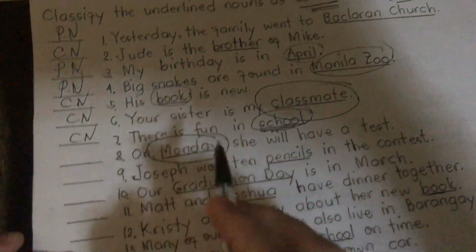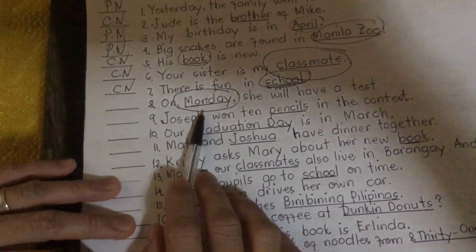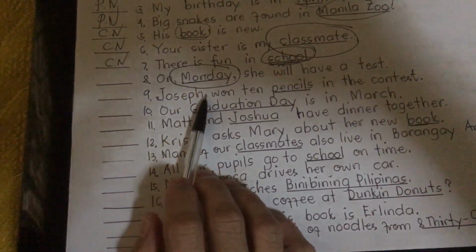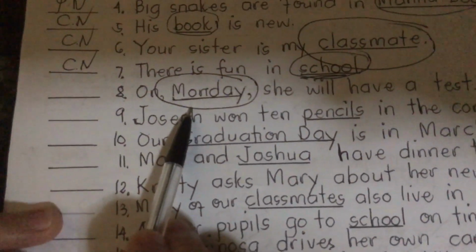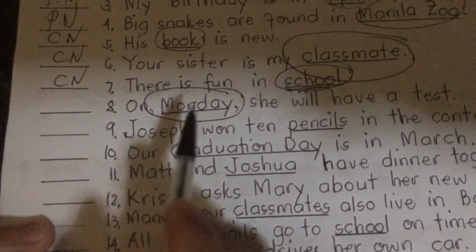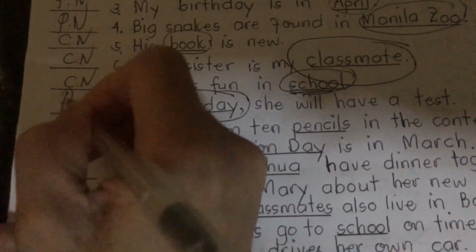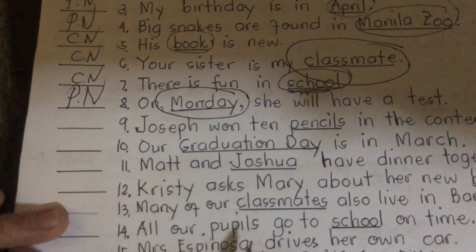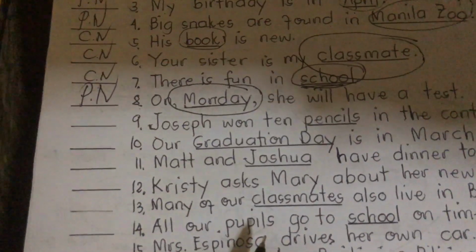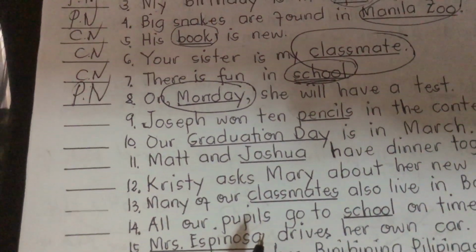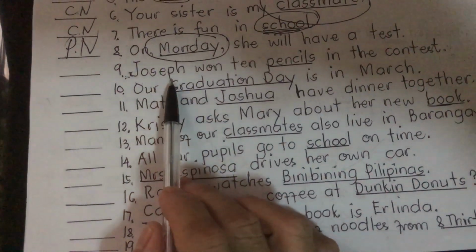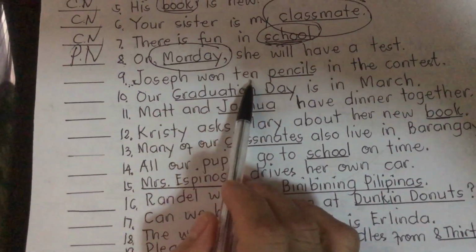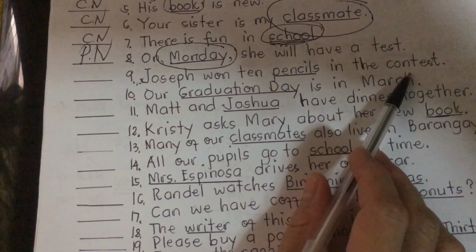Remember, class, we write Monday. That means to say, Monday is the name of a day. So we are going to write this as a proper noun. Next we have number nine. Joseph won 10 pencils and a contest.